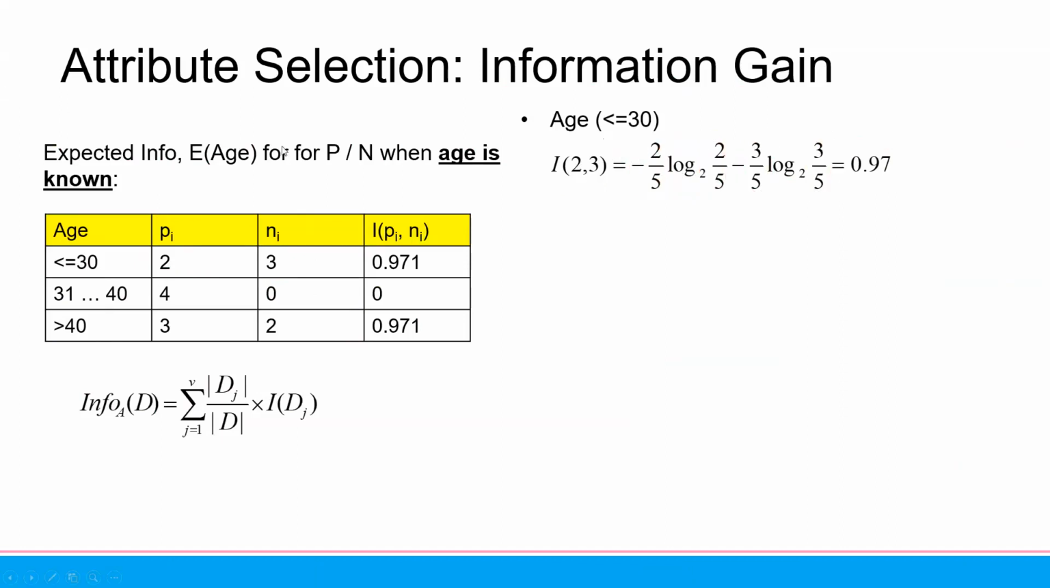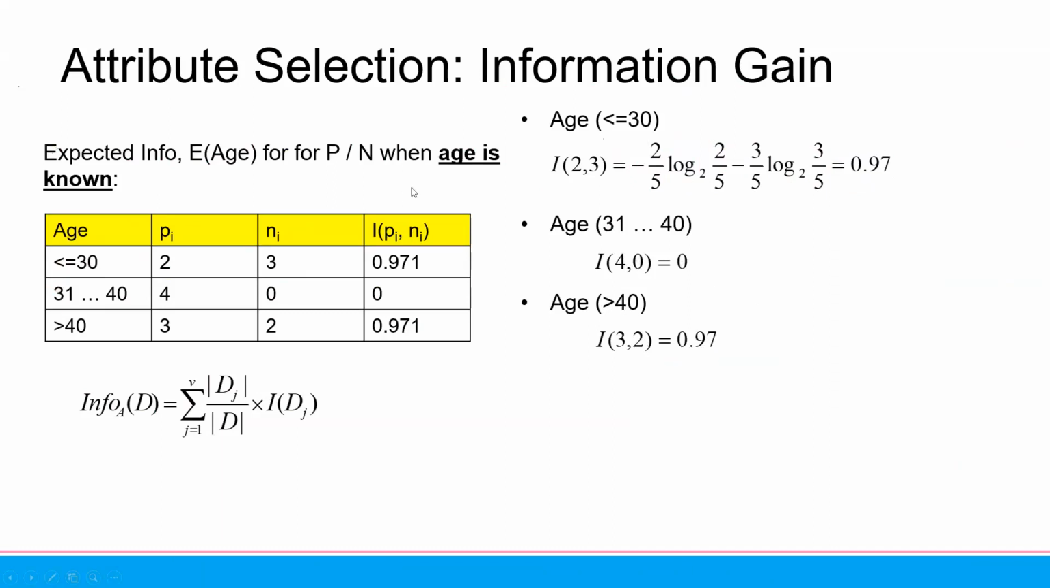And then we need to do the next one. We need to do the 31 until 40. Because one side is 0, we have the entropy value of 0. And then for the attribute above 40, it is 3, 2, so the result is the same.